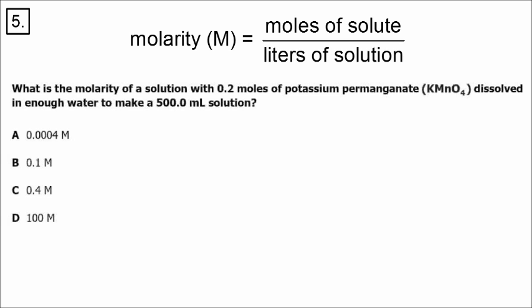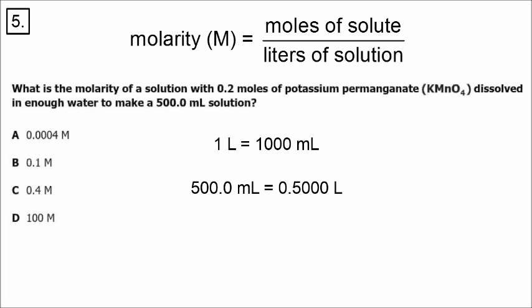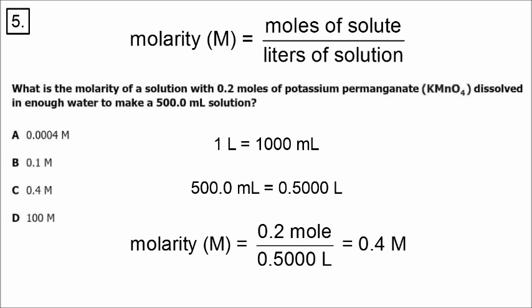So to make a solution that has 0.2 moles dissolved in 500 milliliters, we have to remember that 500 milliliters is exactly half a liter. So the math we're doing to calculate molarity is 0.2 moles divided by 0.5 liters, so the correct answer is C, 0.4 moles per liter.